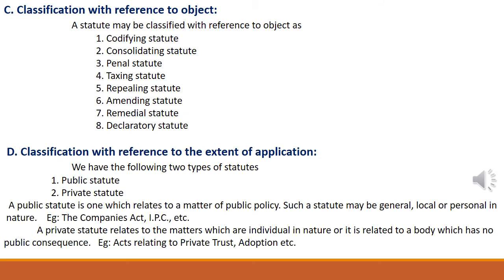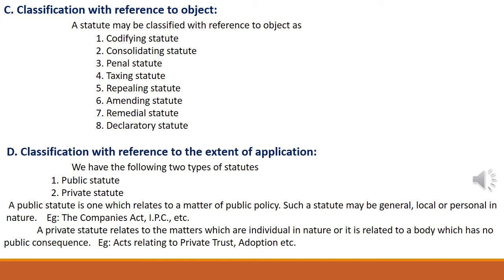The third classification is with reference to object. We have certain statutes which are classified on the basis of object, like codifying statute, consolidating statute, penal statute, taxing statute, repealing statute, amending statute, remedial statute, declaratory statute. All these statutes, according to their definitions, we can easily classify based on their object. Coming to the fourth classification with reference to extent of application. With reference to extent of application, we have two kinds of statutes. They are public statutes and private statutes. Obviously, this refers to the meaning itself.